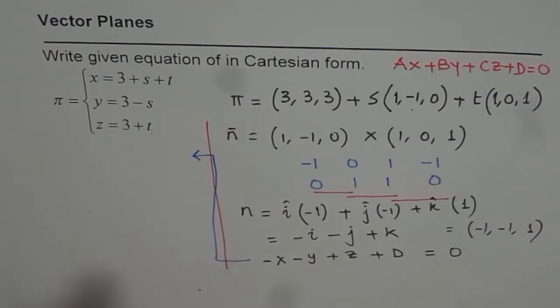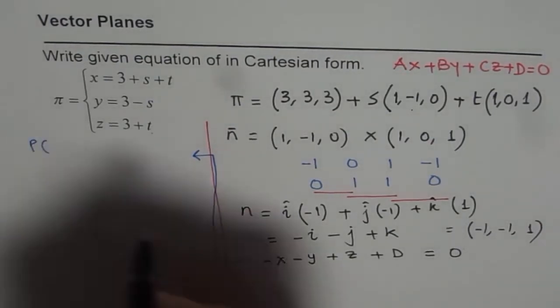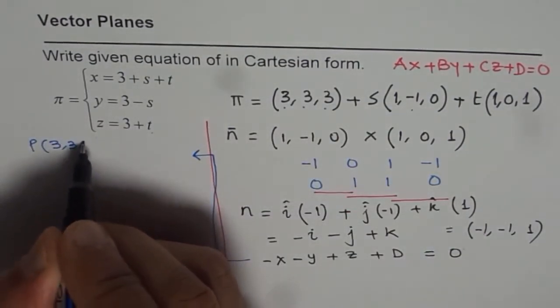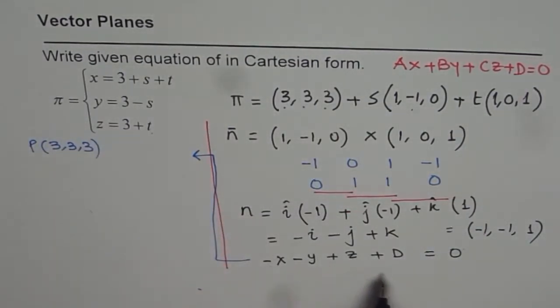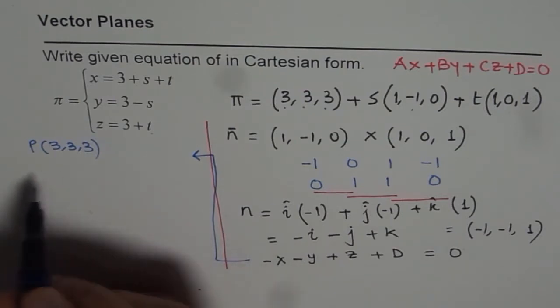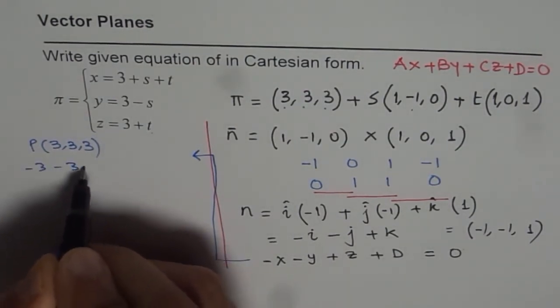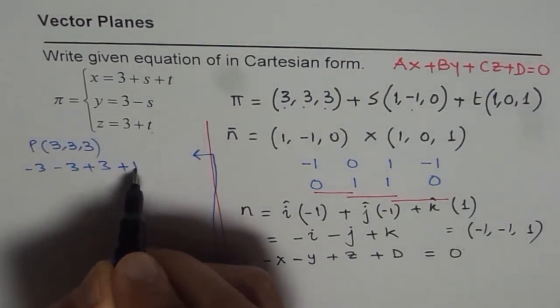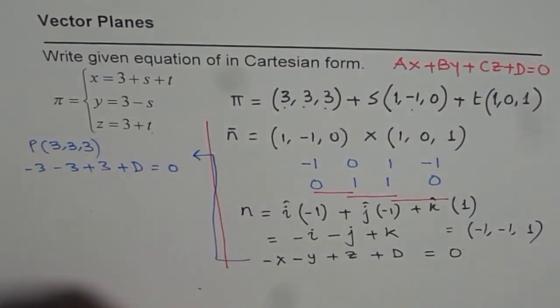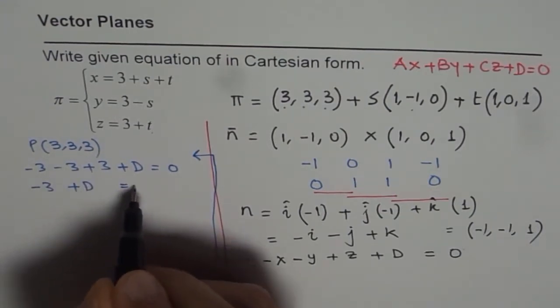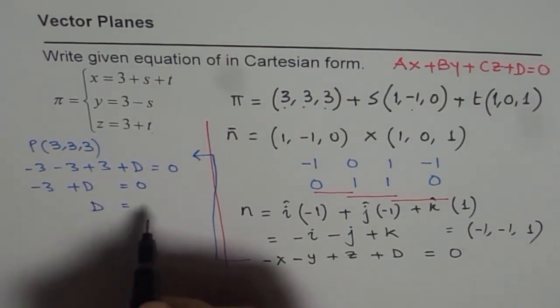Now to find the value of d, we'll use the point, and the point for us is 3, 3, 3, right? We'll use this point in the given equation, and then find the value of d. So we get minus 3 minus 3 plus 3 plus d equals 0, right? So that gives us minus 3 plus d equals 0, or d equals 3.